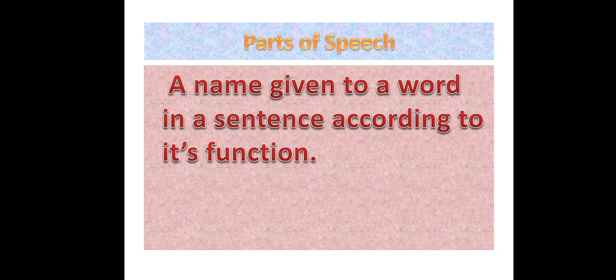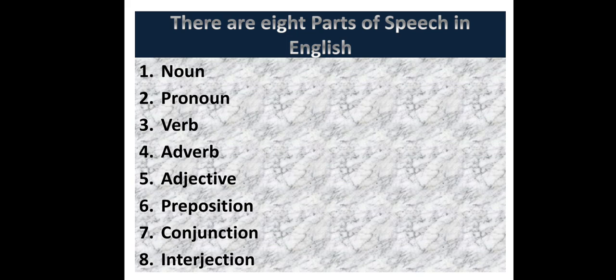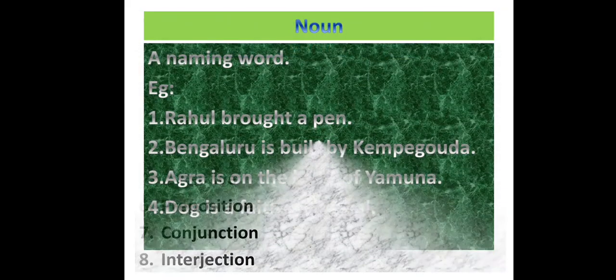For example, a person who teaches is called a teacher. A person who practices law is called a lawyer. Here, all the words in a sentence, according to their job, will be called by a different name, that is called parts of speech. Dear friends, in English we have 8 parts of speech. They are noun, pronoun, verb, adverb, adjective, preposition, conjunction, and interjection. Let us discuss one by one.